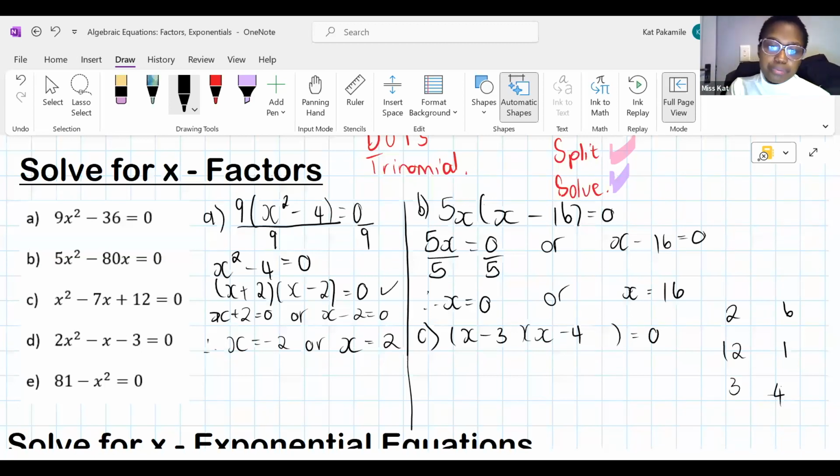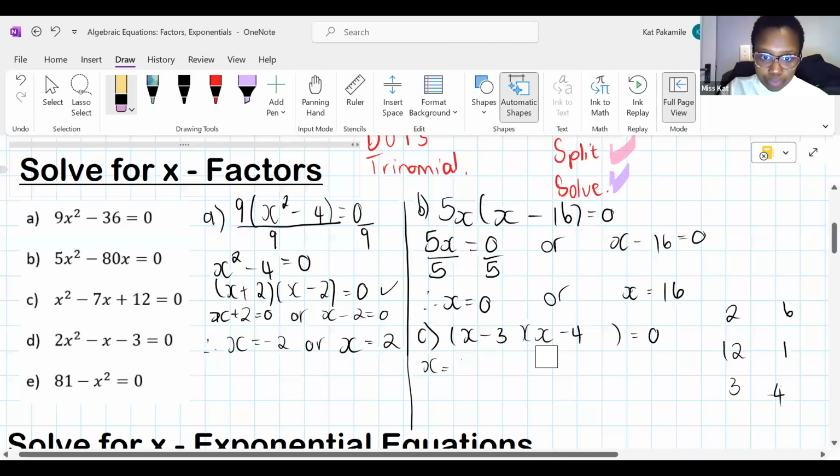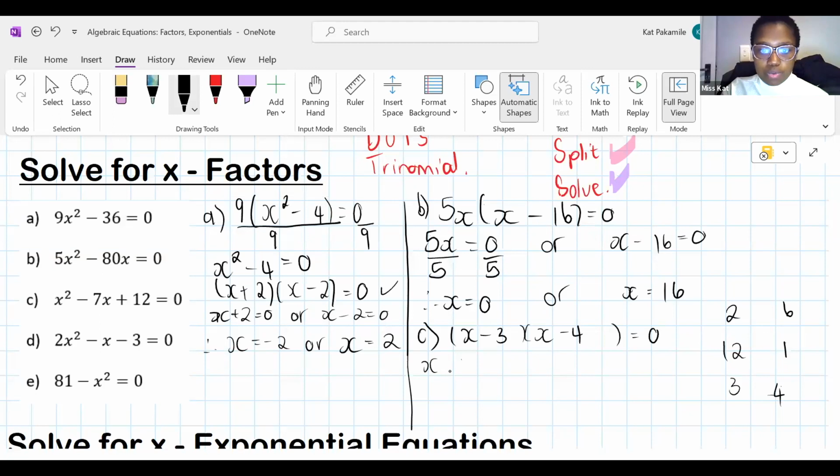And then you've done factorize. What's next? Now you say x -3 equals 0, or x -4 equals 0. Beautiful. Therefore, what are my two solutions for x? The two solutions for x are x equals positive 3, and also x equals positive 4.